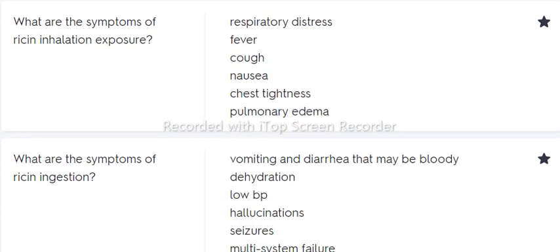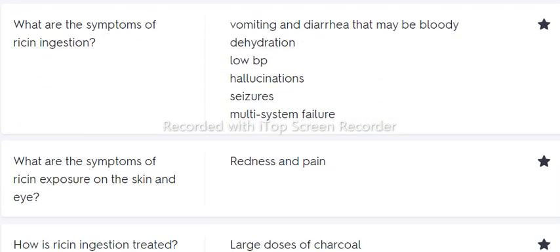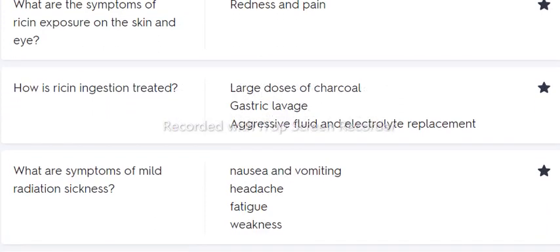What are the symptoms of ricin inhalation exposure? Respiratory distress, fever, cough, nausea, chest tightness, pulmonary edema. What are the symptoms of ricin ingestion? Vomiting and diarrhea that may be bloody, dehydration, low BP, hallucinations, seizures, multi-system failure. What are the symptoms of ricin exposure on the skin and eye? Redness and pain.